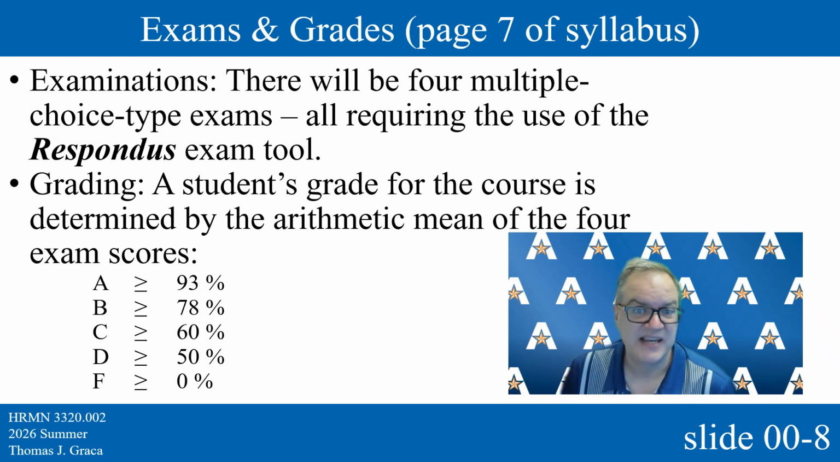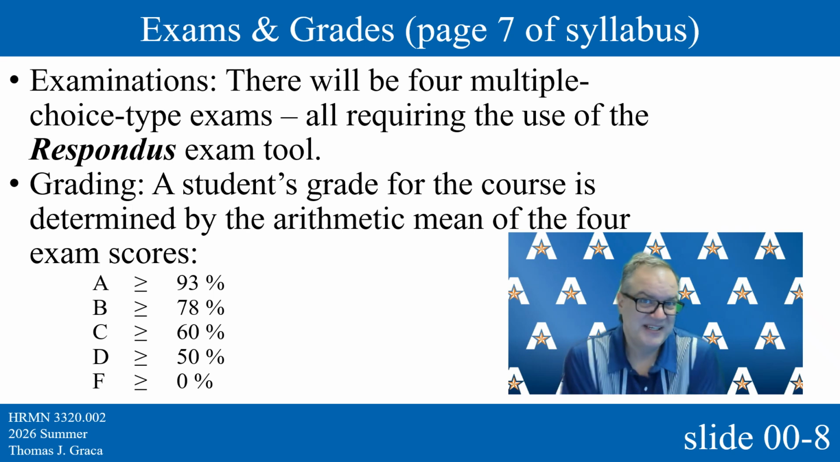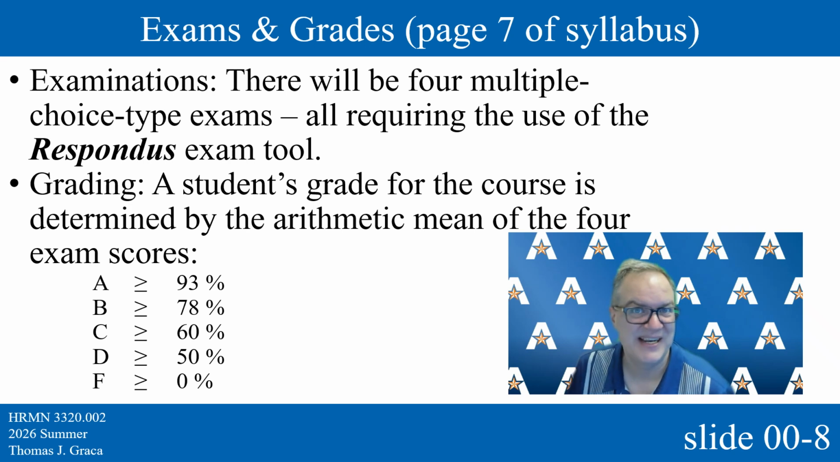And so it's 93 for an A, 78 for a B, 60 for a C. So you can see I kind of made the C number a little bit lower, a little bit easier than it often is, and only 50 for a D. So again, that's quite a bit lower than you normally see in classes. So I try to make this a pretty easy C, kind of easy B, but not necessarily an easy A, probably a hard A. For you, but the grade's made up of the 4 exams.